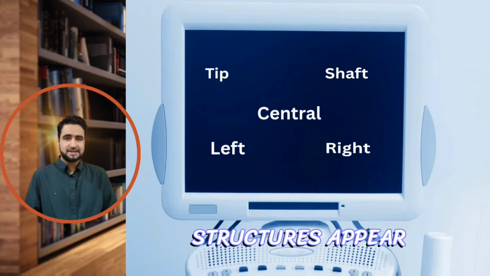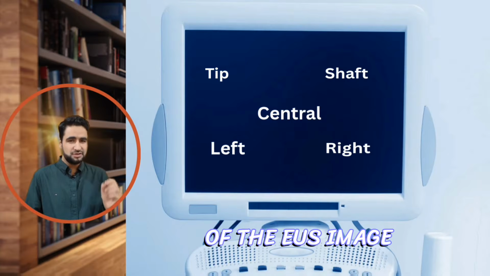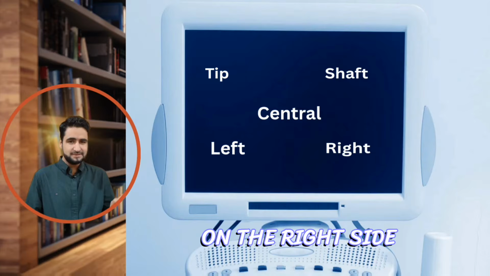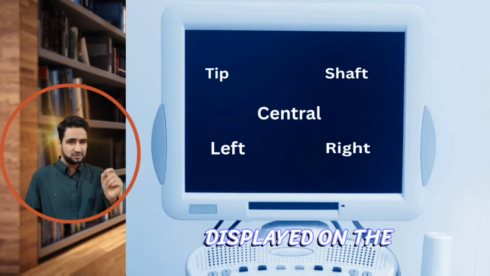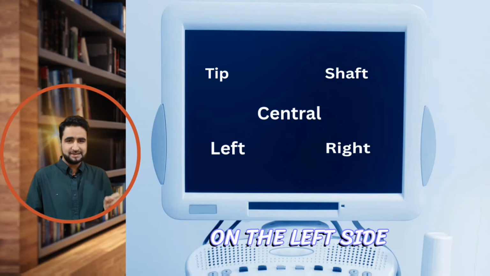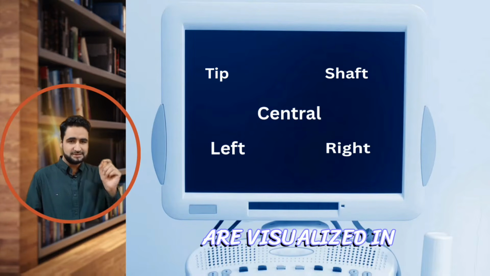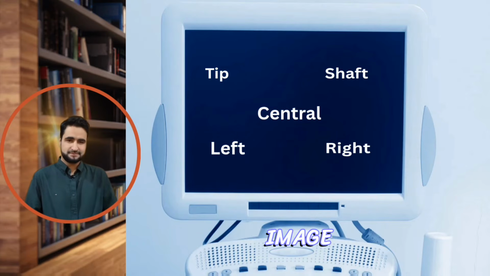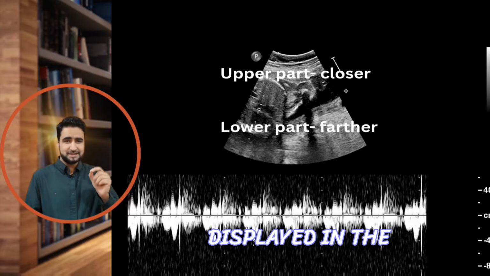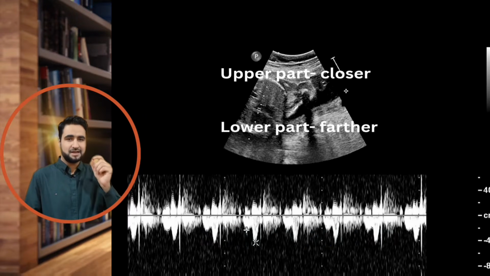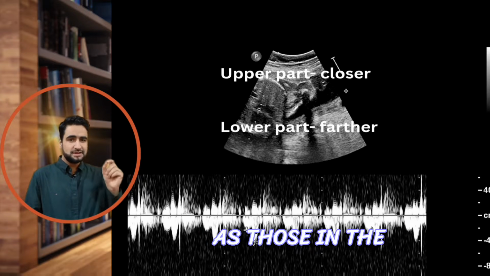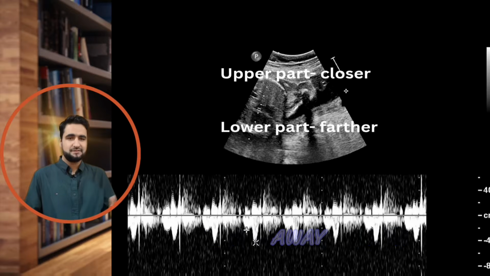Tip beam structures appear on the left side of the EUS image. Shaft beam structures appear on the right side. Right beam structures displayed on the right side of the screen. Left beam structures appear on the left side and central beam are visualized in the central portion of the image. It is also essential to remember that structures displayed in the upper part of EUS image are anatomically closer to the transducer, while those in the lower part of the screen are farther away.